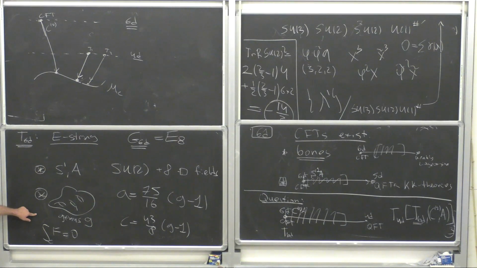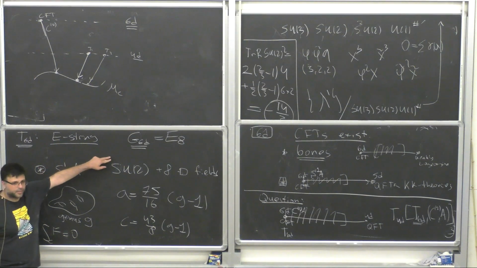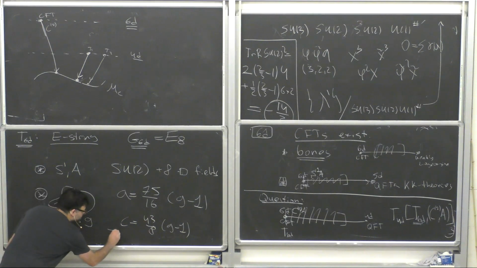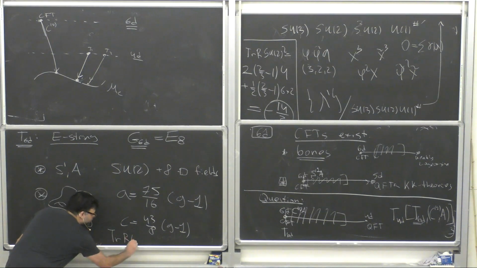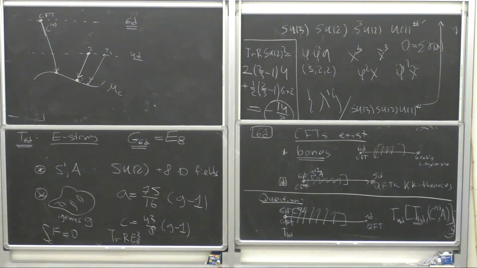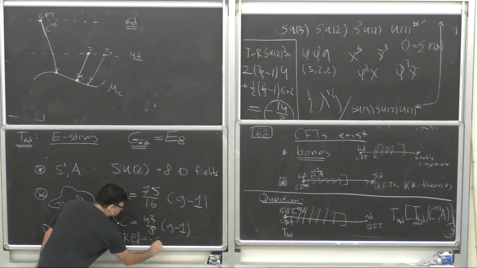Another thing that you can compute, for example, that we will not use explicitly, are 't Hooft anomalies for this E8 global symmetry. I don't turn on any gauge fields, so I don't break the E8 global symmetry. So I can wonder what the 't Hooft anomaly is. For example, the trace R E8 squared anomaly. Again, it can be computed, and it is equal to minus G minus 1.